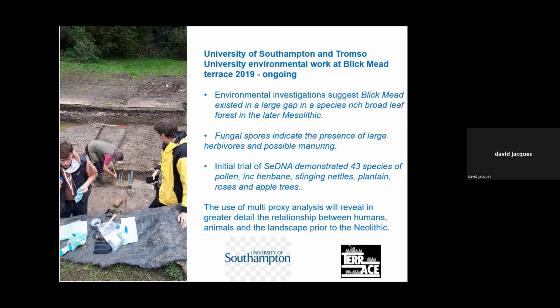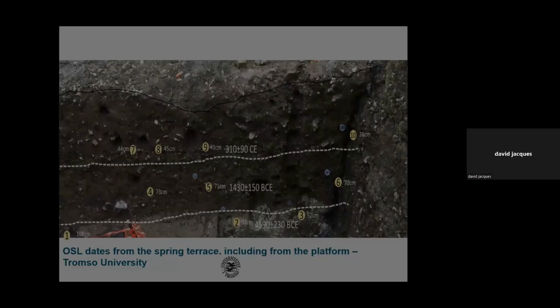And the Southampton team have identified 43 different species of pollen, including things like roses and apple trees, also including, fascinatingly, plants like henbane, which of course produce psychotropic experiences and may well have been used in religious rites.